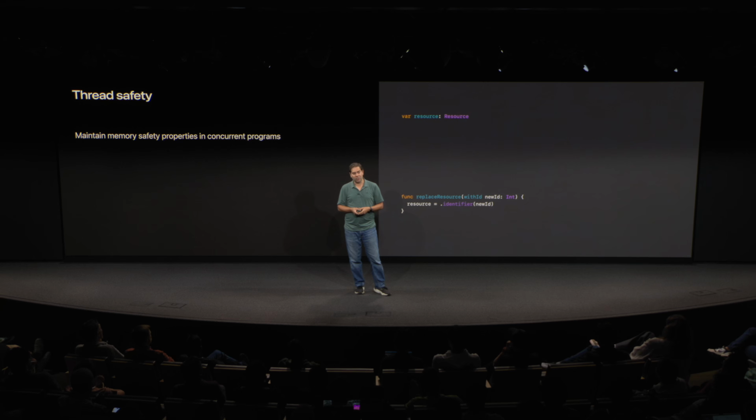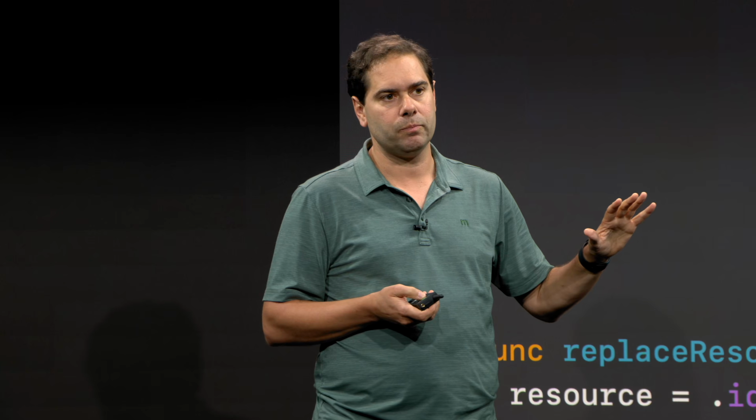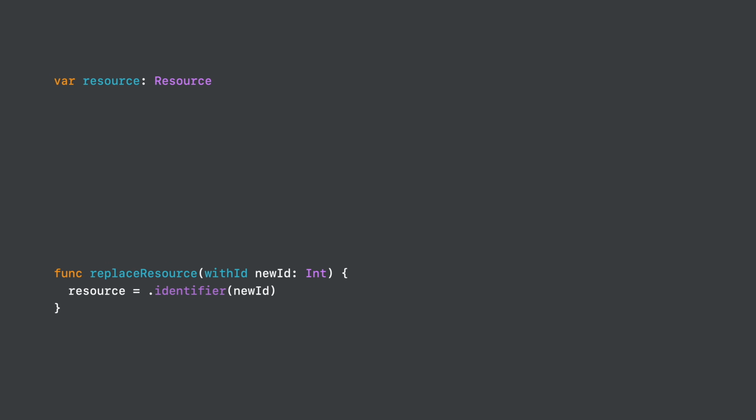The last and trickiest one is thread safety. So a violation of thread safety means that having a data race anywhere in your program could introduce a memory safety problem. And this can even happen even if your language is safe in every other axis. So in this example, here's a shared mutable resource. The function replace resource is going to change the value of that resource, including setting its type to this identifier.